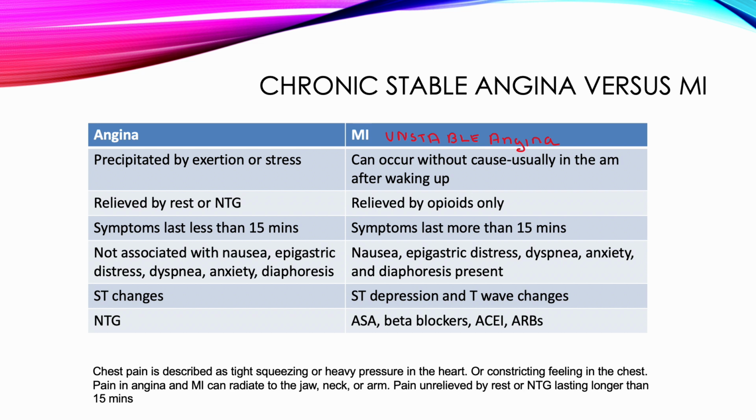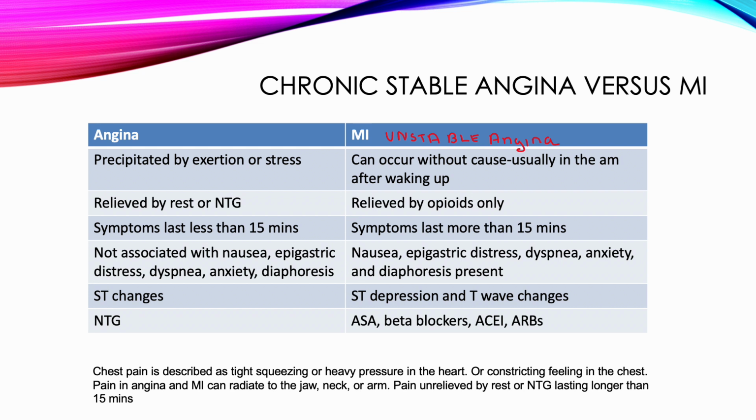Okay, so angina is precipitated by exertion or stress. Coronary artery syndrome or MI and unstable angina usually happens in the morning after waking up, or during sleep, so not when they're exerting energy. Angina is relieved by rest or nitroglycerin. MI and unstable angina are relieved by opiates only. Okay? Angina lasts less than 15 minutes. Acute coronary syndrome, MI, and unstable angina last more than 15 minutes.